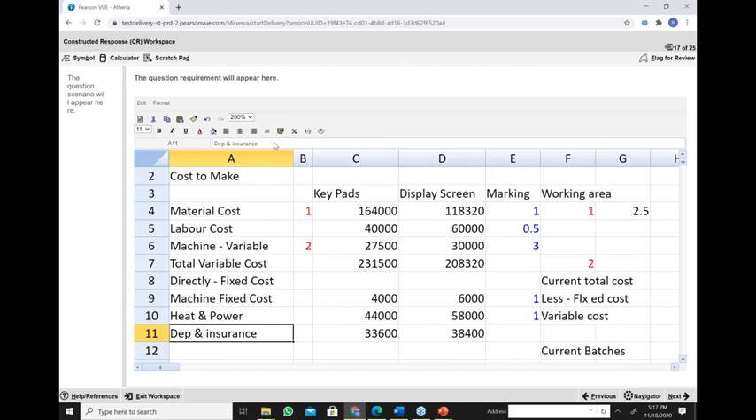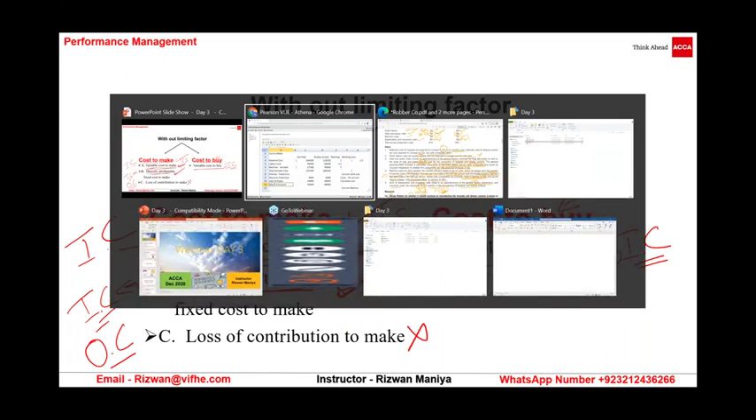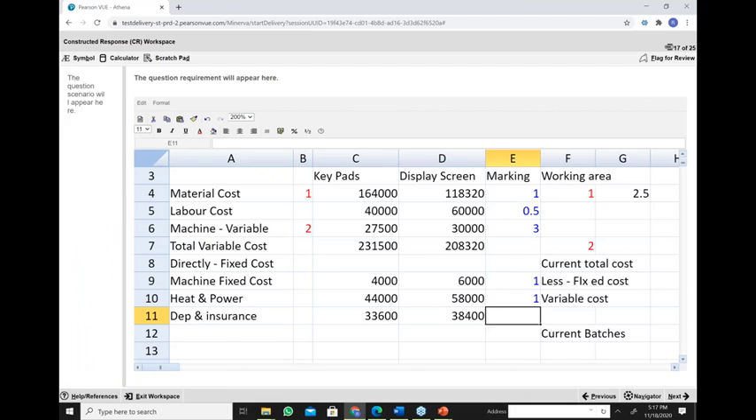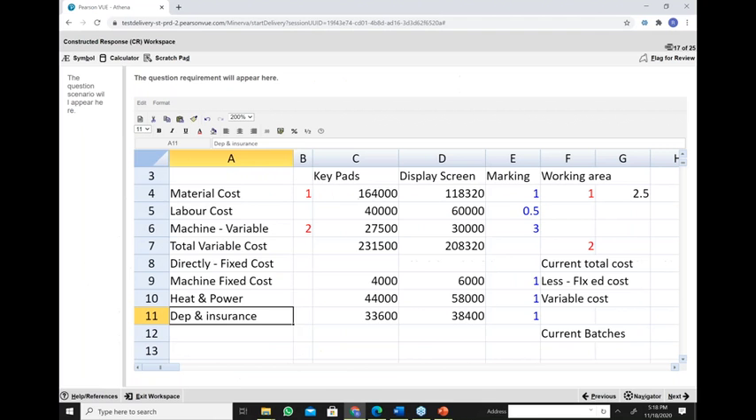Now, going back to, are we done with variable cost to make? Yes. Are we done with directly attributable fixed cost to make? Yes. There is no loss of contribution here. Okay, I'll send the spreadsheet in the group. So for depreciation and insurance, we are getting 1 mark again because we are just taking 40%, which is directly attributable. That's it. Clear?